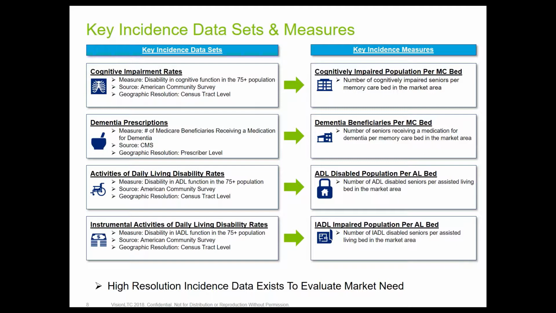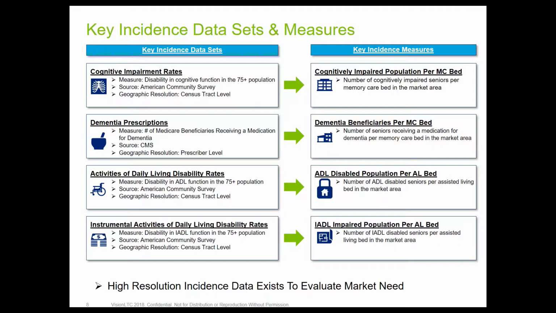And then lastly, for what we'll talk about here today is what's called instrumental activities of daily living disability rates, or IADLs. And those would be your secondary activities of daily living: budgeting or money management, medication management, being able to keep up a home. So these are activities that are key to maintaining independence, and oftentimes disability in this area will trigger a move into AL or potentially IL. So we can look at that as a ratio of the number of assisted living beds or independent living beds in the market, just to get a sense of what the potential balance between supply and demand might be.